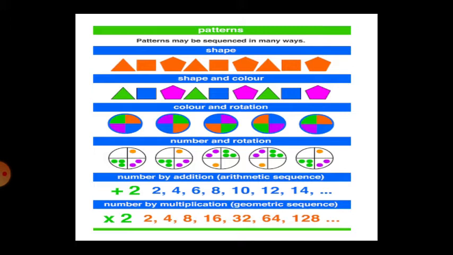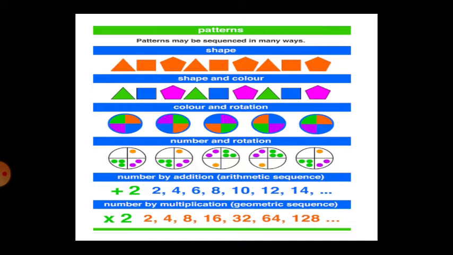Color and rotation you can also observe. Number and rotation, and number by addition. It is also called an arithmetic sequence. Number by addition means here you have to do addition. If you add 2 to 2, you will get 4. If you add 2 to 4, you will get 6. For example, 2, 4, 6, 8, they will give.